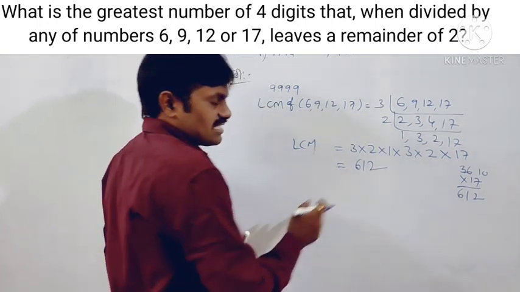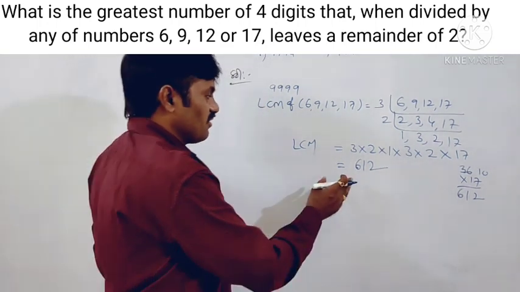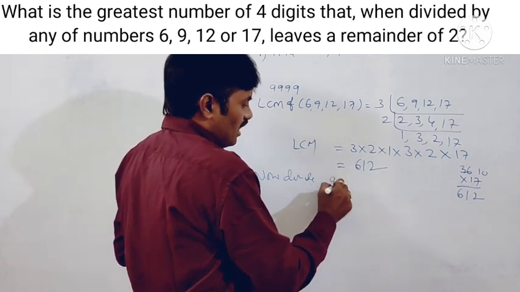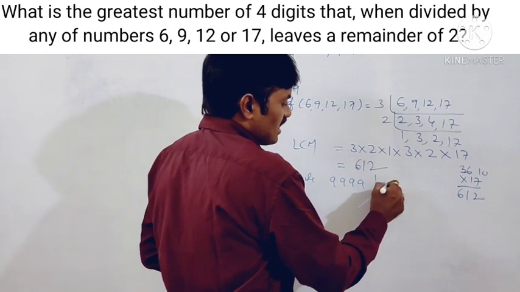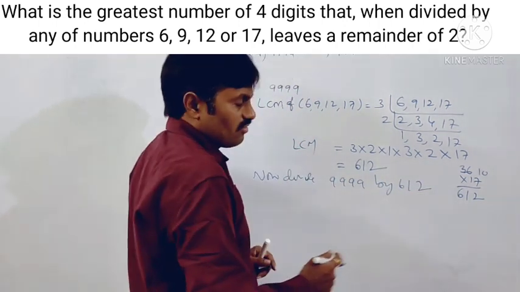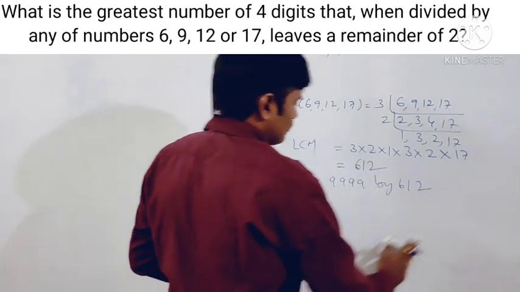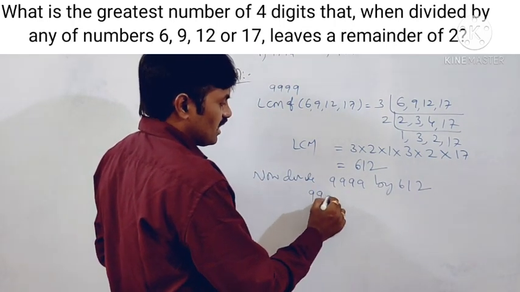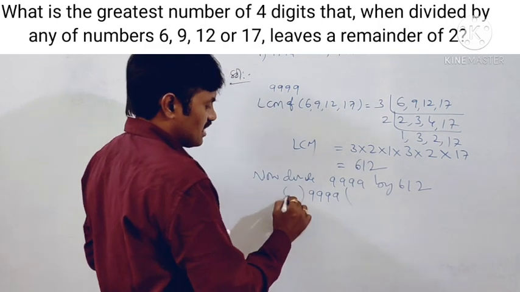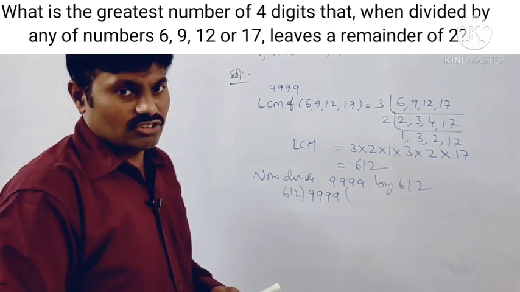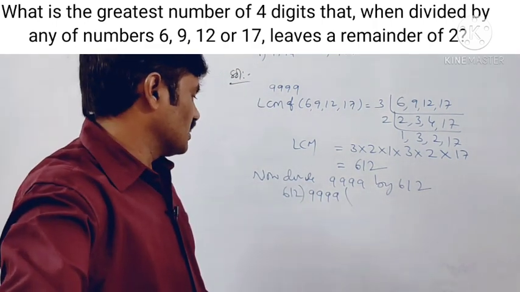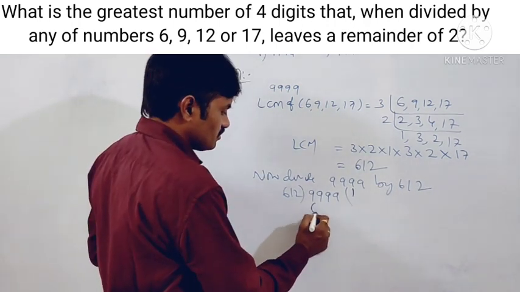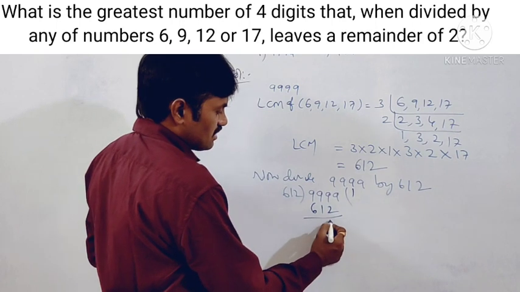Now with this LCM we have to divide. Now divide 9999 by 612. Okay, we get some remainder. What is the remainder? We will see. So 9999 by 612. What is the remainder here? One single time. So the remainder is 7.